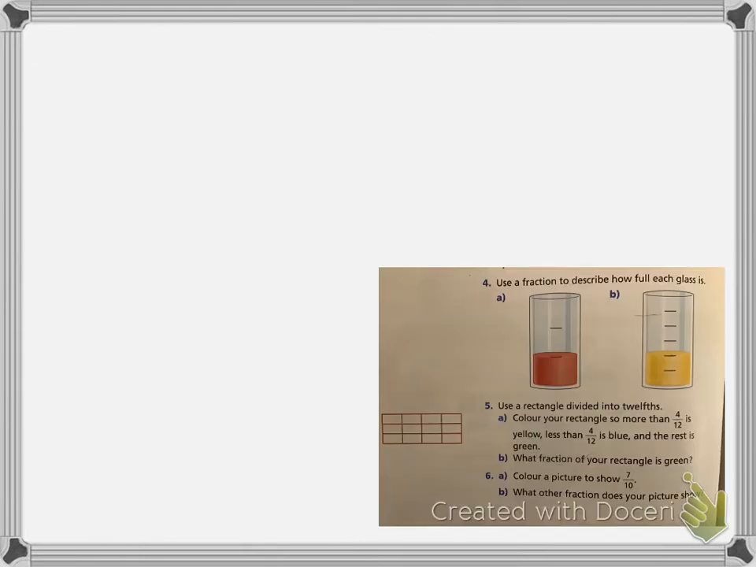Okay, if you still have room on your paper, you can just write underneath. Now we're skipping number 3. We're going to go right to number 4. And number 4 has an A section, so we are going to write A beside. All right, number 4 says, use a fraction to describe how full each glass is. So we're going to be looking at the colored part.